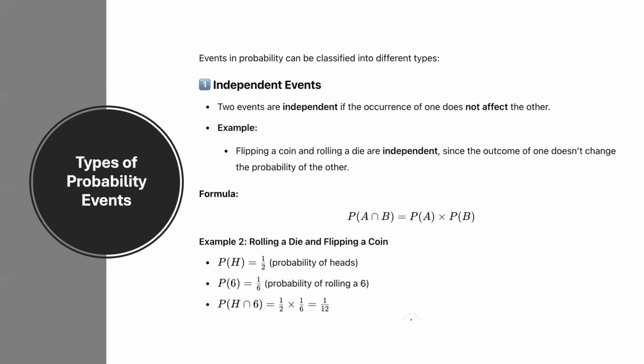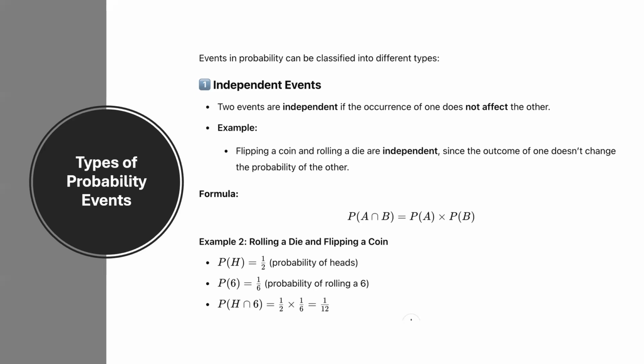So for the probability of these two events happening together, what will P(A intersection B) be? Basically, we are trying to find the overlap of these two sets. The formula is P(A intersection B) equals the probability of A multiplied by the probability of B.